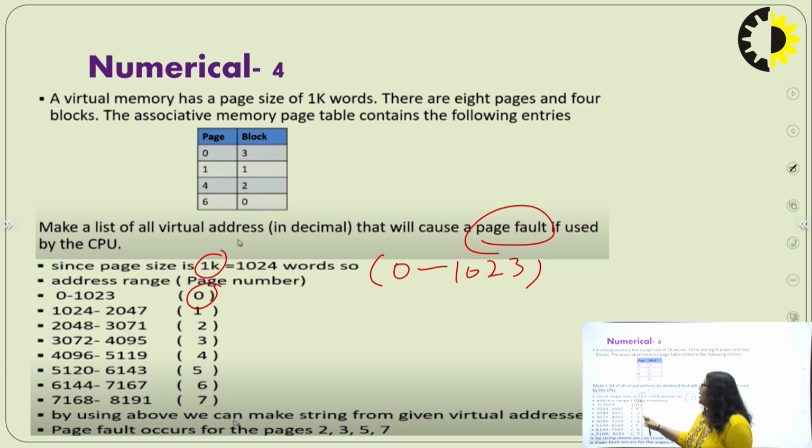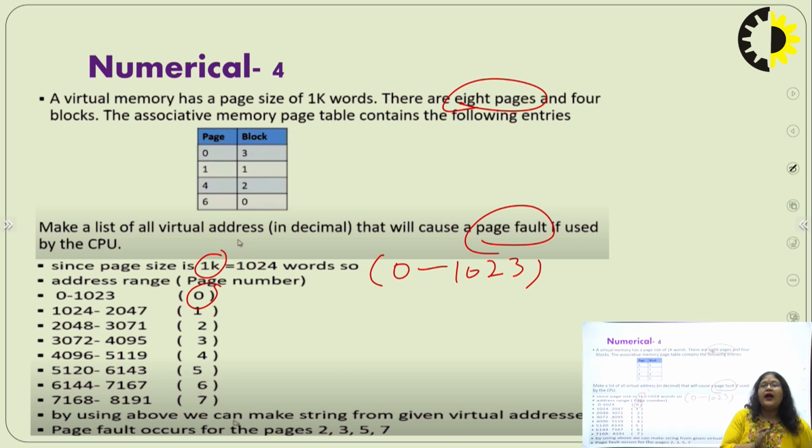So these are the complete virtual addresses in decimal form for pages 0 to 7, because we have 8 pages. We only need the addresses for pages 2, 3, 5 and 7, because these pages are absent from the table. So we have to calculate the page fault addresses. These page faults are for pages 2, 3, 5, 7. These addresses we just put in the answer.